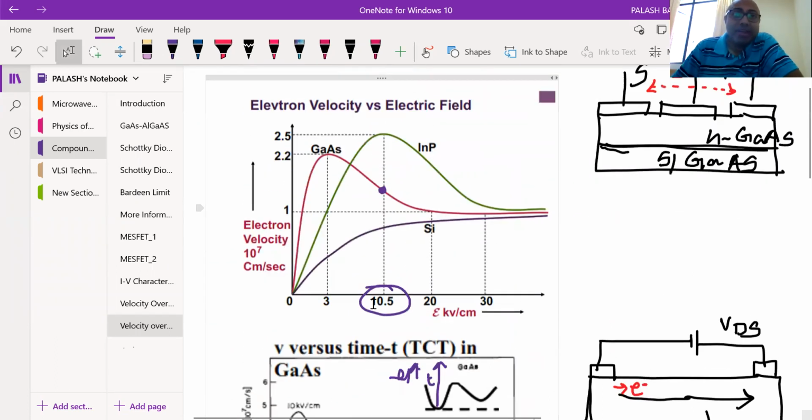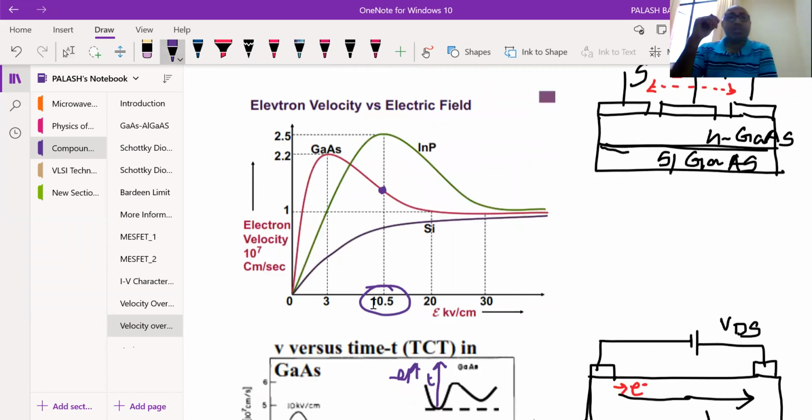Look at the change. One thing you have to remember: if you give a slow increase of voltage, like 1 kilovolt, 2 kilovolt, 3 kilovolt per centimeter, 4 kilovolt per centimeter, 5 kilovolt per centimeter, it won't have that effect. It is a sudden voltage. The moment the electron is released from the source, it immediately feels a huge voltage, and only then will the velocity overshoot effect happen.